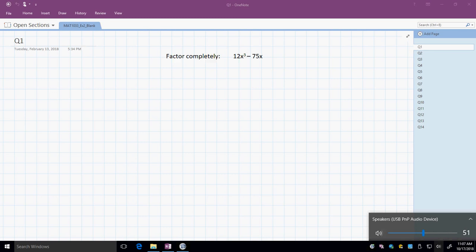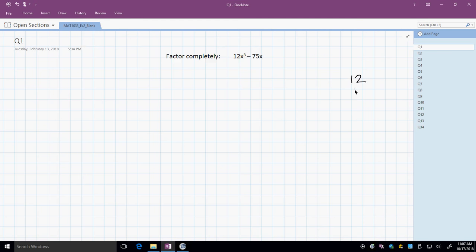Okay, first problem is going to be factoring. This is a rule: always, before you start factoring, look for a greatest common factor. 12, I can see right there that you can break it down, right? 12, you can do 2, 6, 3, 4. This is really what I was going for. Those factors. 75, we can break it down as well.